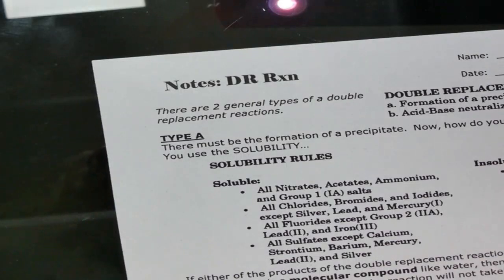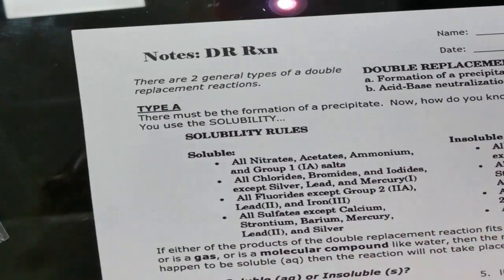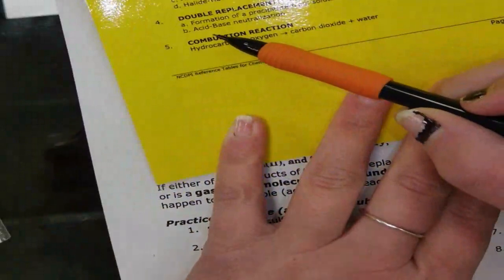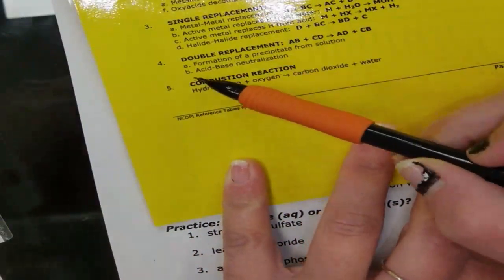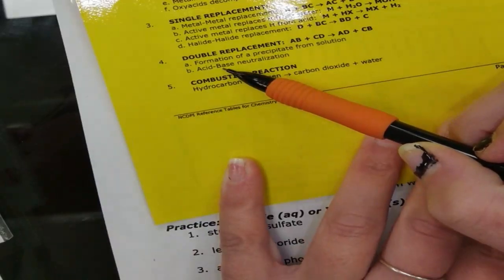So today's lesson is going to be on double replacement reactions. Now, a double replacement reaction is on your reference tables, and that's going to be type 4. We have the formation of a precipitate and an acid-base neutralization.